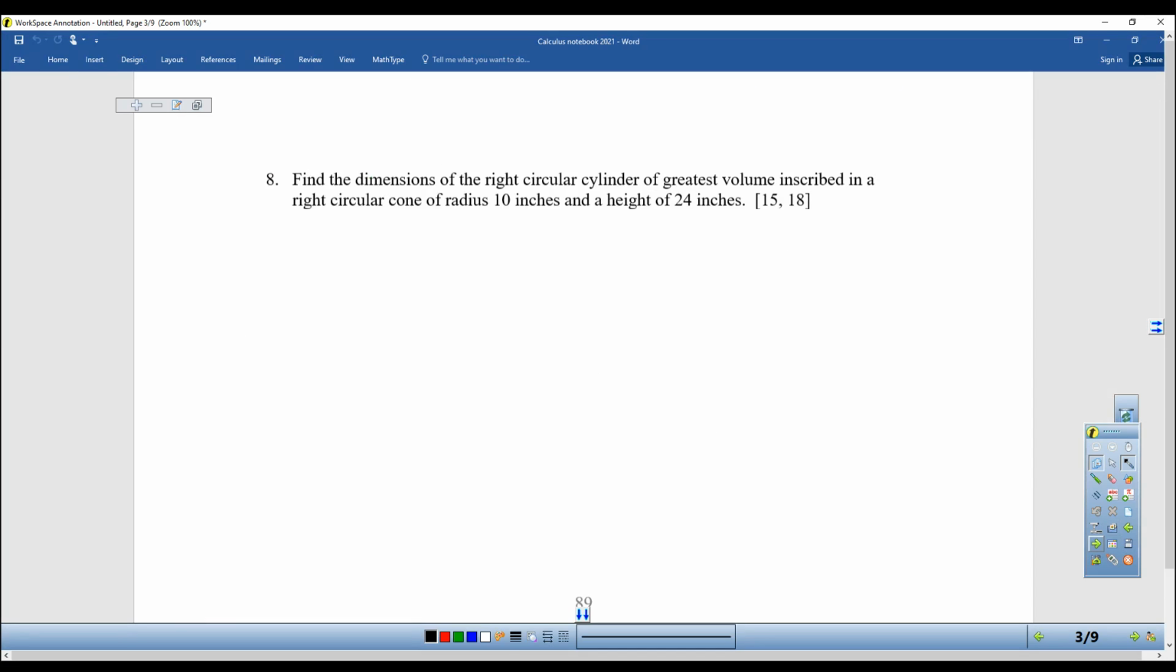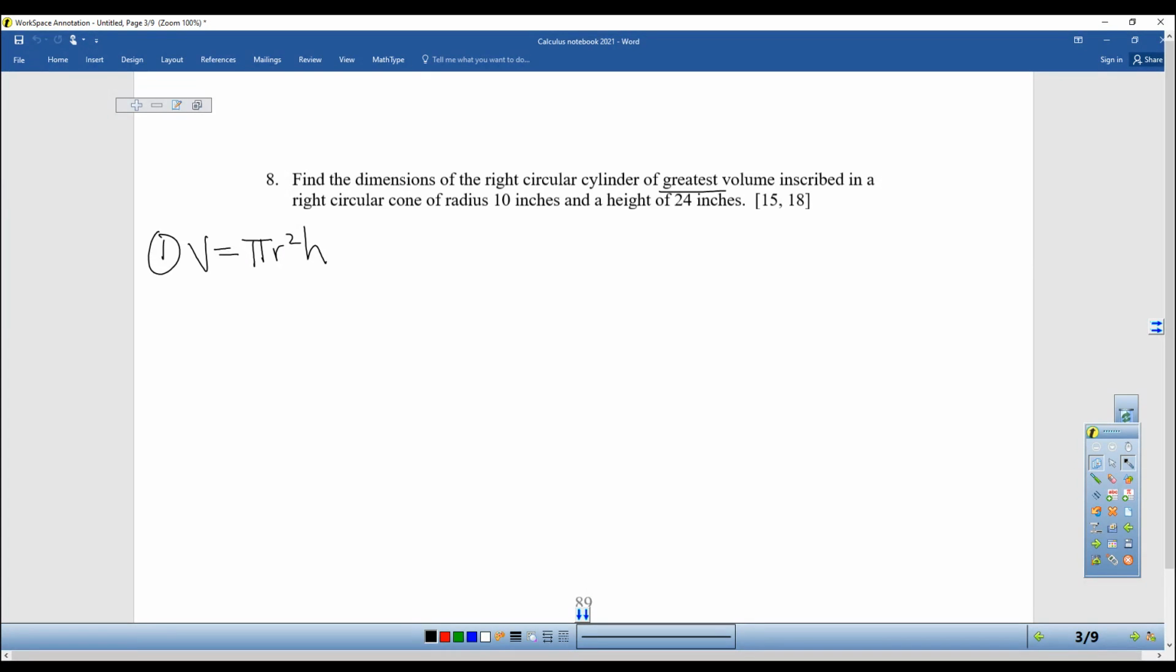Let's do another one. Number 8. Find the dimensions of a right circular cylinder of greatest volume. I see the greatest. I already know my step 1 is going to be volume. We already did the volume of a right circular cylinder in the last video, so I'm not going to go through it again. Volume is pi r squared h.